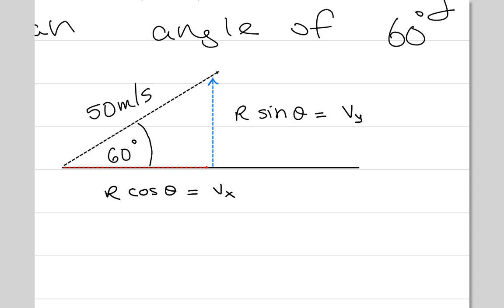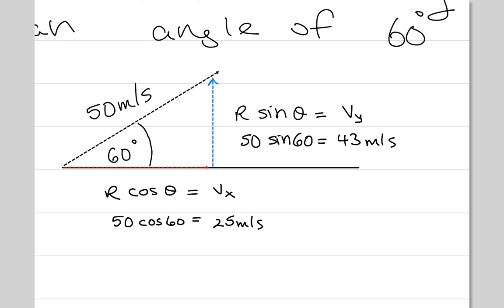Okay, so you can do this quite easily. So r cos theta would be 50 times cos 60, and this will give you a value of 25 meters per second to the right. And 50 sine 60 is going to give you your vertical component, 43 meters per second up. Okay, so the vector has been broken into its 2 components.